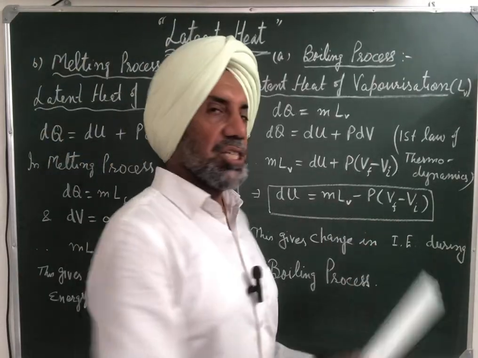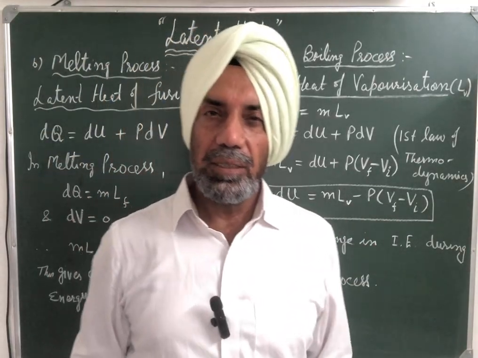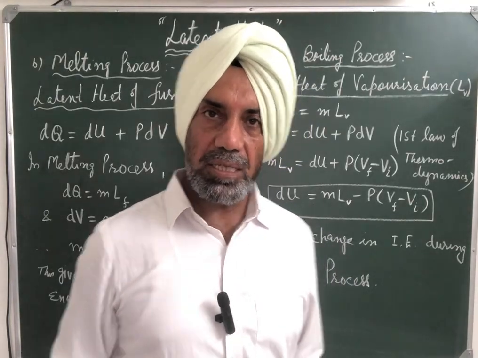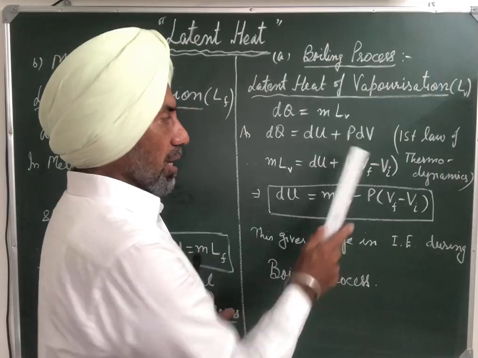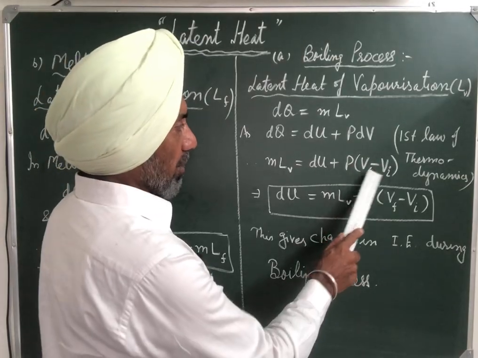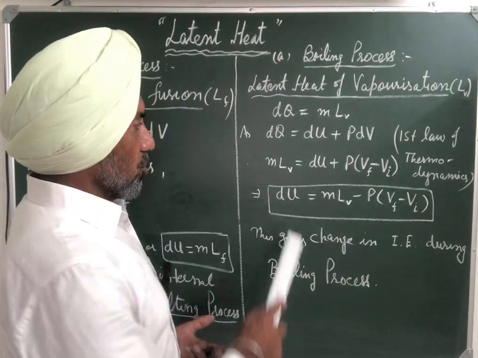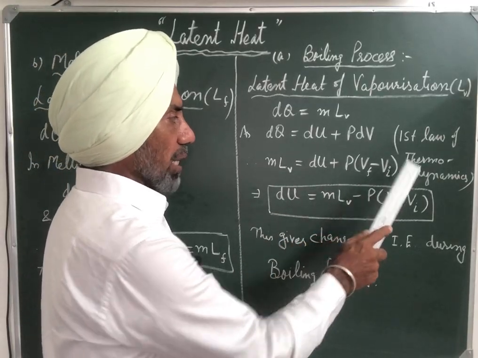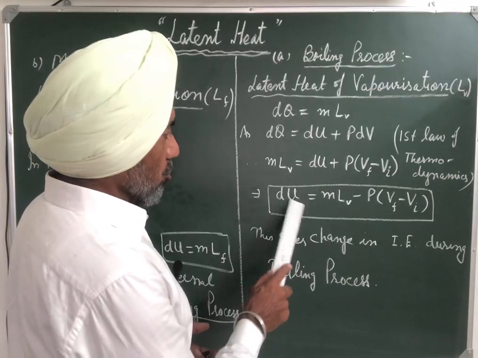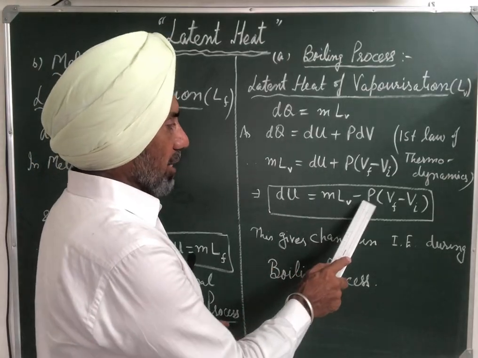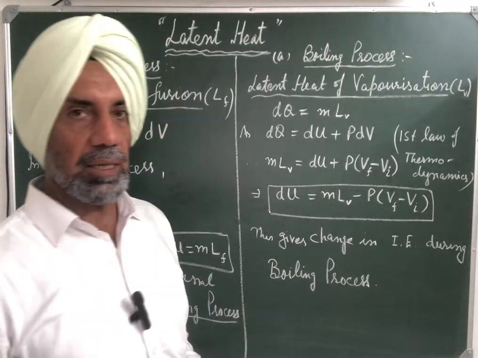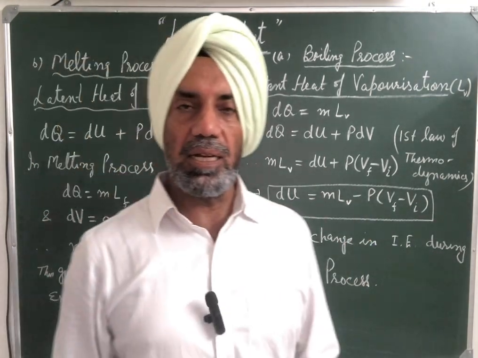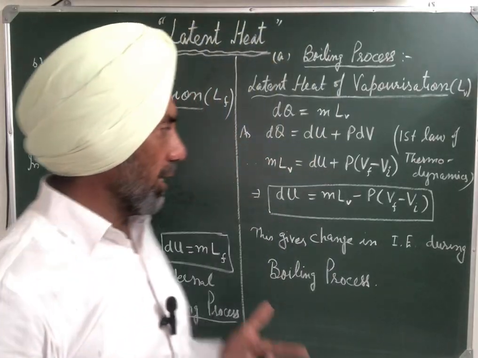Now, what is dV? dV is the change in volume, because when liquid converts into vapors, a change in volume takes place. So let Vi be the initial volume and Vf the final volume. So the change in volume will be Vf minus Vi. So m Lv = dU + p (Vf - Vi), or we can write dU = m Lv - p (Vf - Vi). So this is the required expression for change in internal energy of a system during a boiling process.